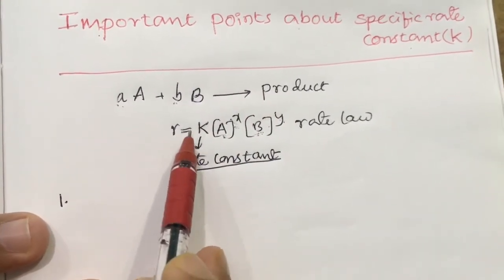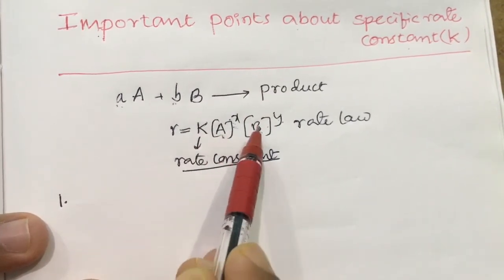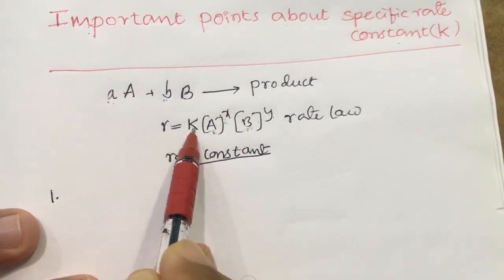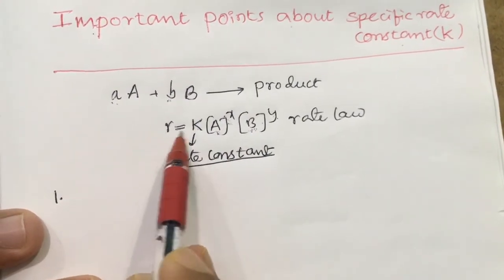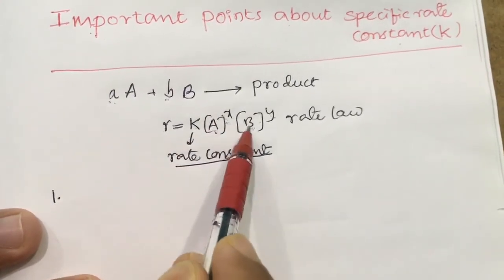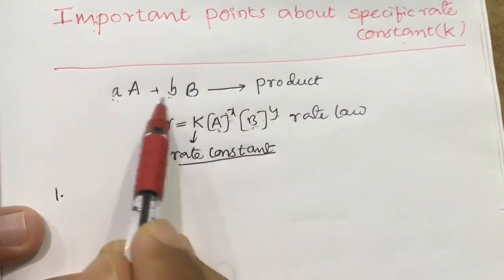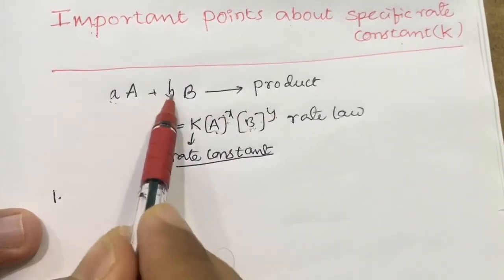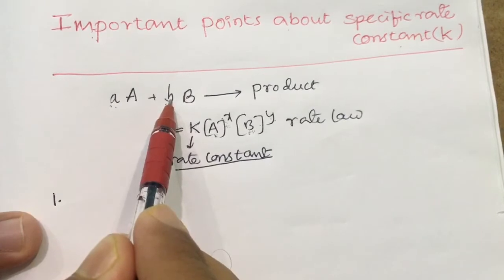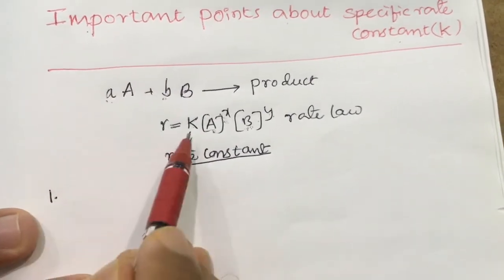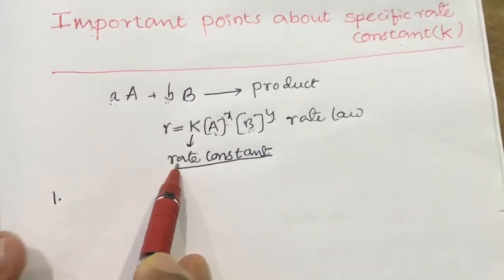The rate is directly proportional to the reactant concentration. If the proportionality is removed, then this constant is there. So R equals K, A power X, B power Y. This is the rate law. This X and Y may or may not be equal to the stoichiometric coefficients. This K is called the rate constant.